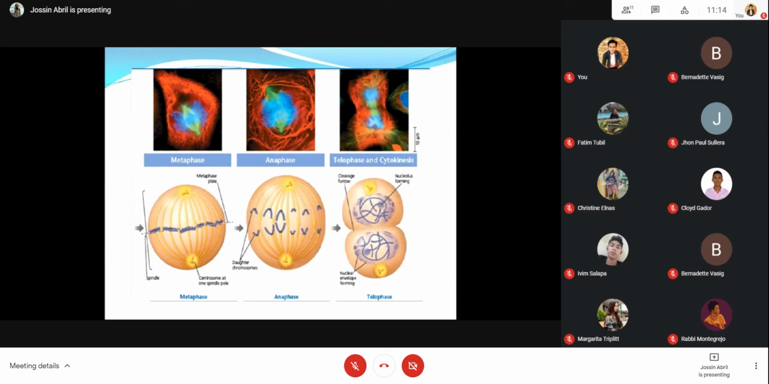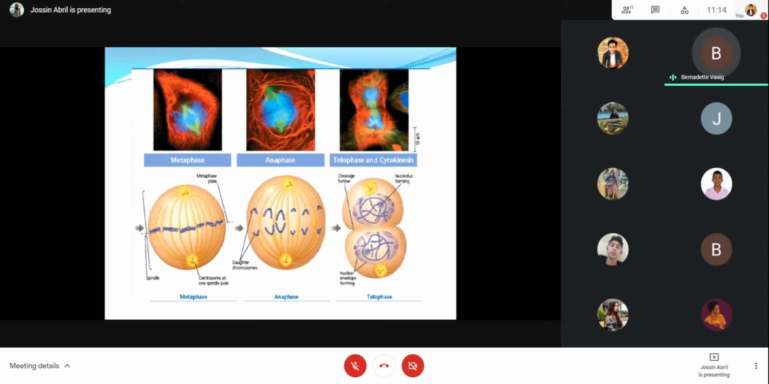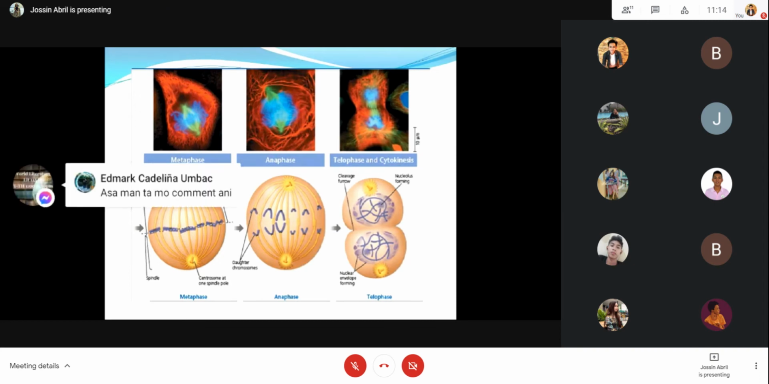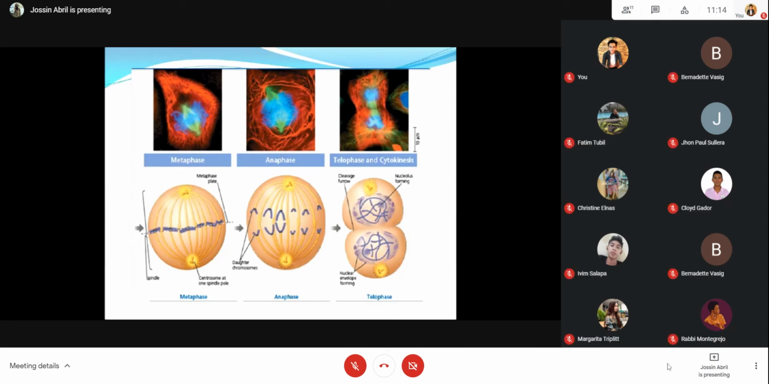That is where the cytokinesis will occur, ma'am. What determines the position of the invagination or formation of the cleavage furrow, Miss Abril? What determines the position of the cleavage furrow?